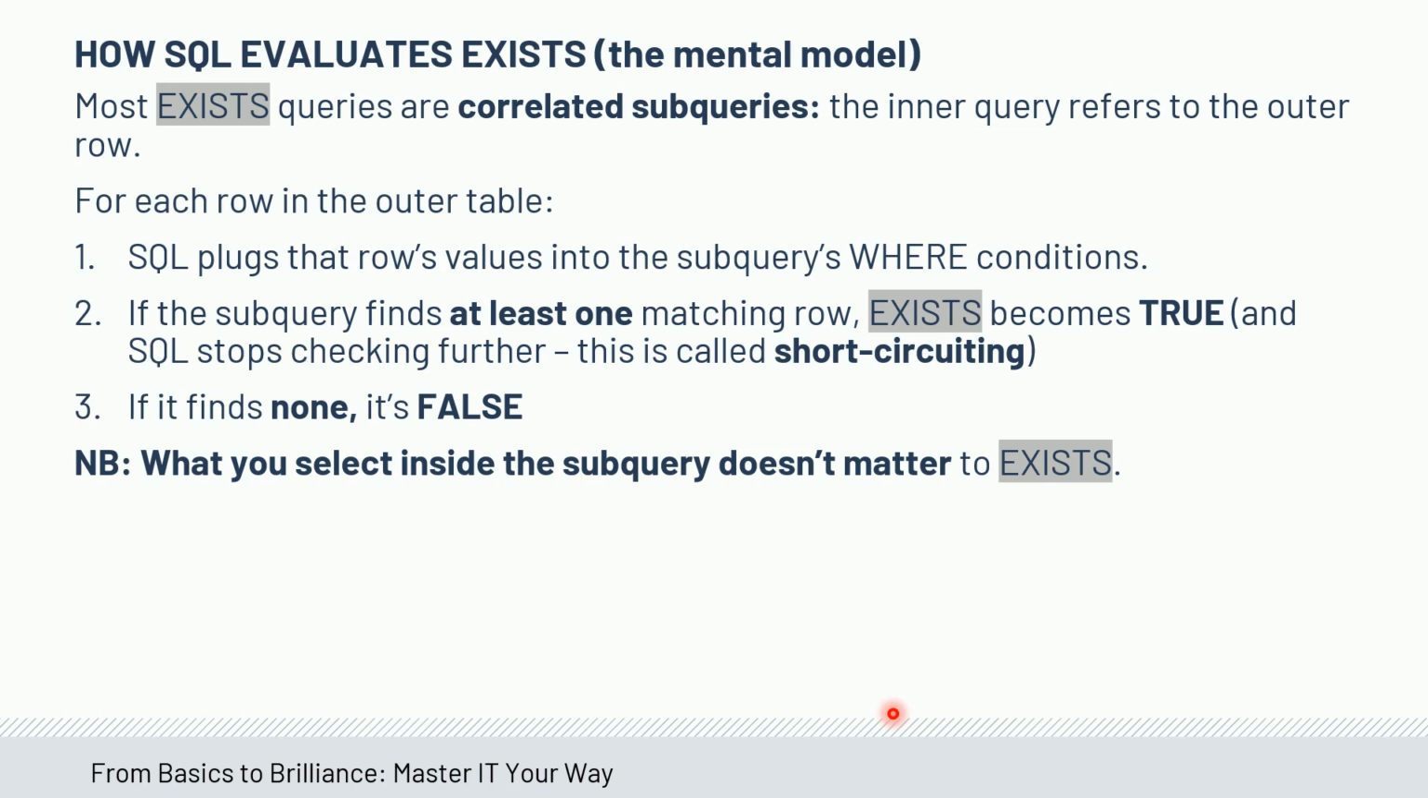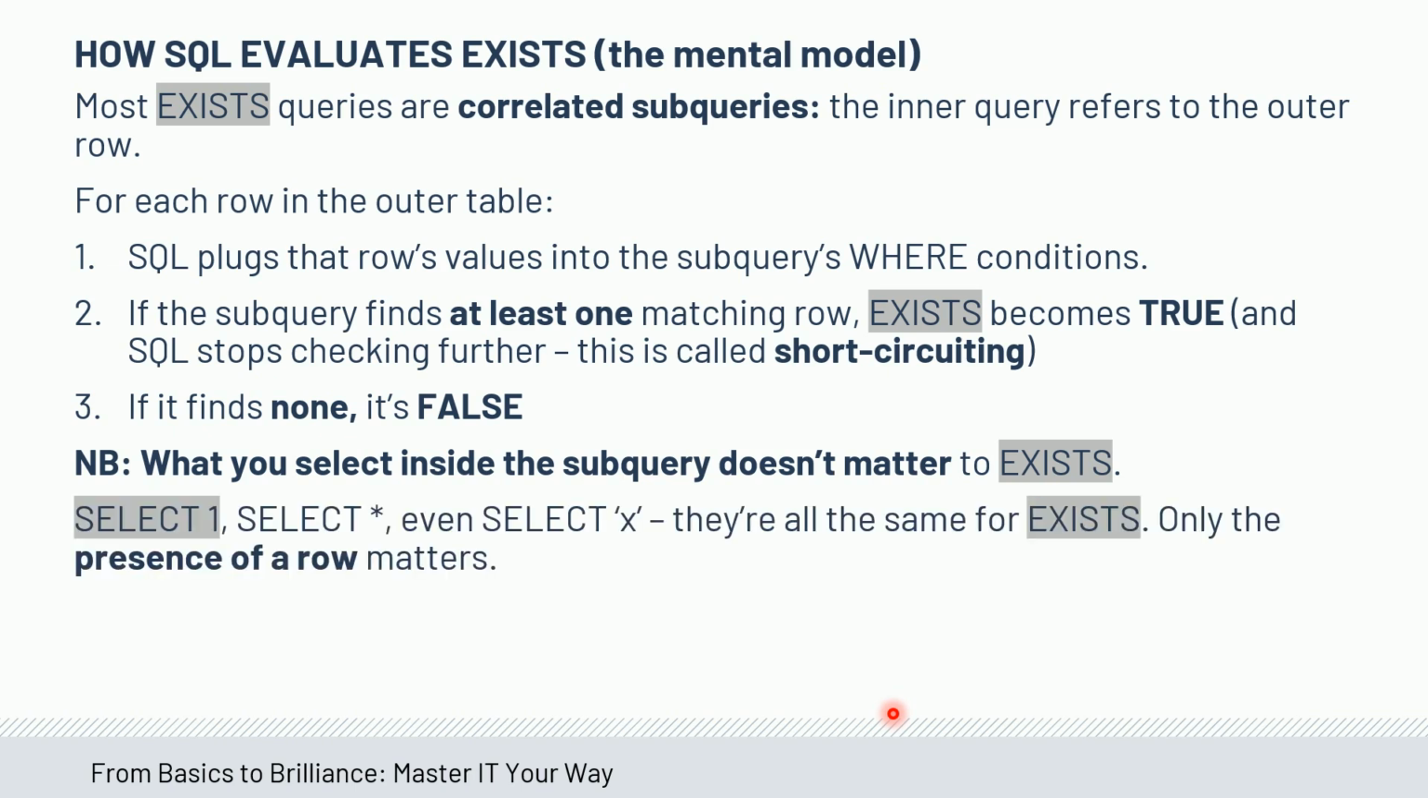So I want you to note this. What you select inside the subquery doesn't matter to EXISTS. So whether you use SELECT a particular column, all columns, or X, or whatever, they all mean the same for EXISTS. Only the presence of a row matters. So you find that in our next lesson, I'll just be using SELECT 1, which only indicates, okay, we are just looking for the presence of something. So you see that a lot in there.